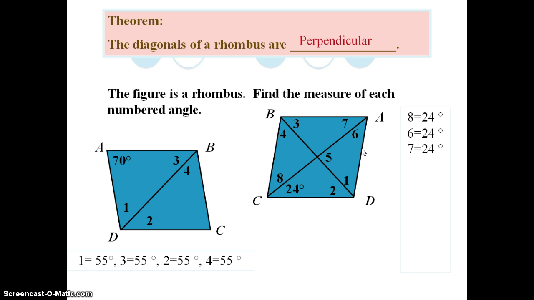So I also know that angle 7 is going to be 24. I know angle 5 is going to be 90 because of this theorem up here. Angle 1 is going to be 66. I found that because if this is 90 and this is 24, I know these have to add up to 180. So I subtracted those two from 180 to get that this is 66. That means angle 2 is 66. And that also means that angles 3 and 4 are 66 because they're across from it up here.